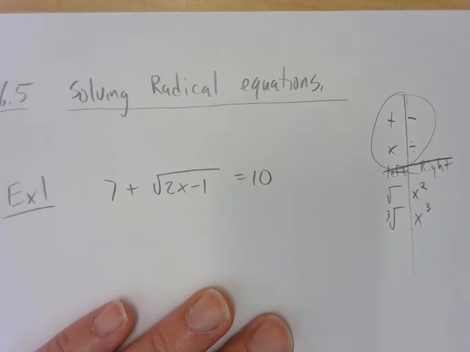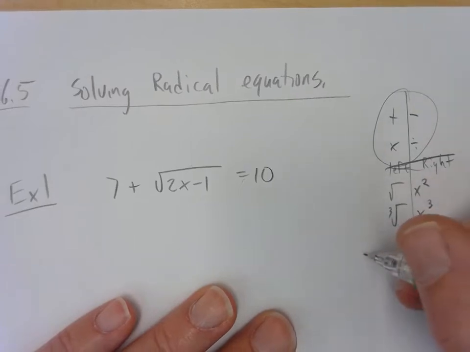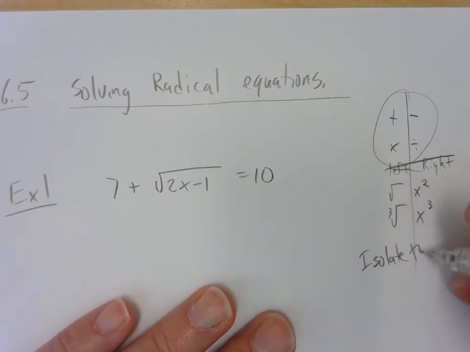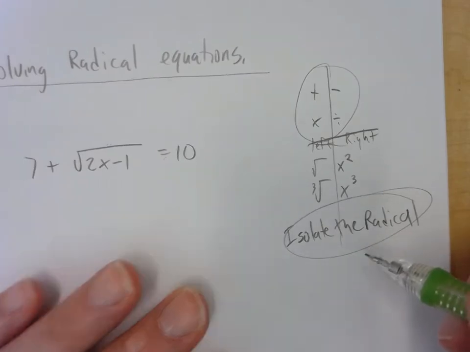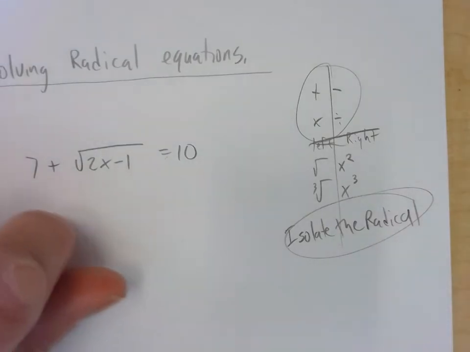The next thing we want to think about is that you always want to do step 1, or step 1 and 2, or whatever it takes, to isolate the radical. Get the radical by itself. So isolate the radical.